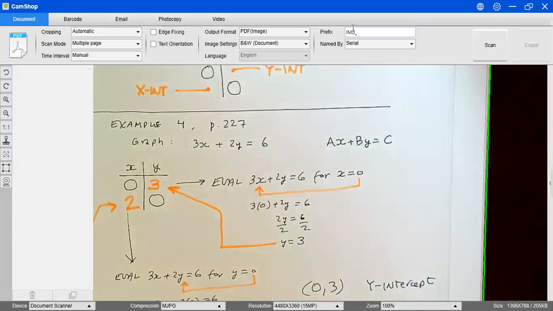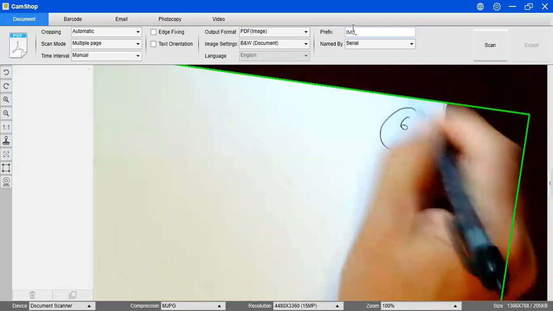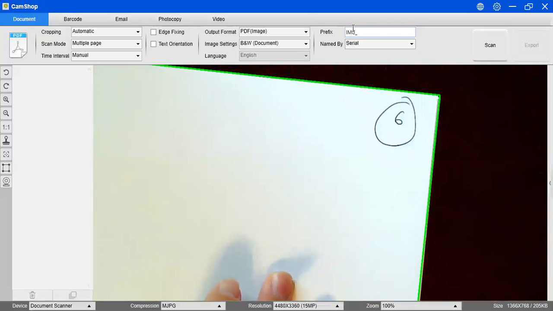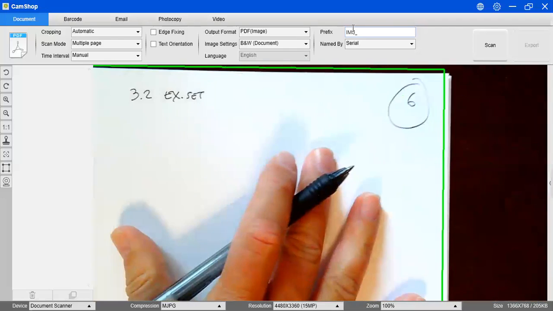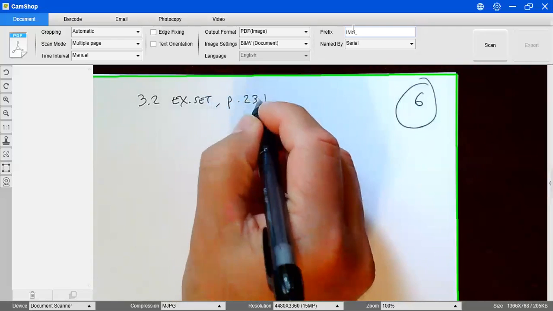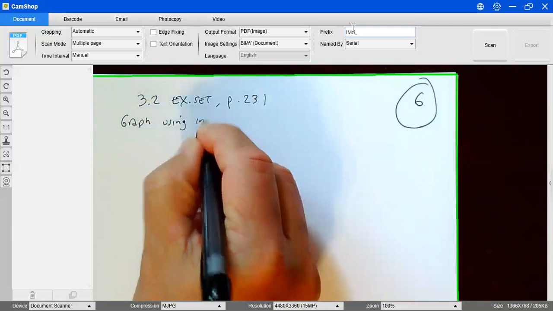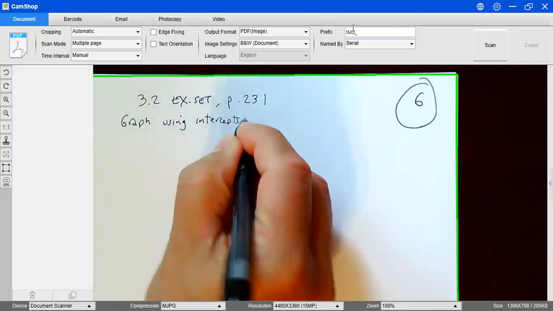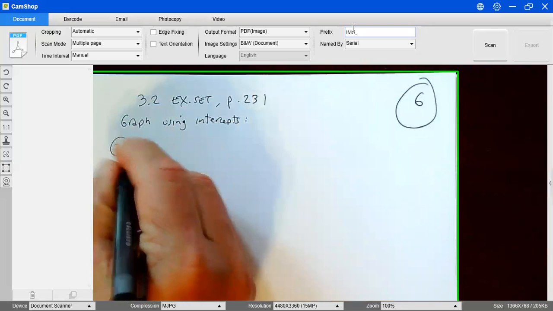So let me give you the problems that you're gonna solve. This is exercise set 3.2, on page 231. You're gonna graph using intercepts. So I have 5 problems for you. I think it's very easy for you to do all of them, but at least I'm going to ask you to solve 3.